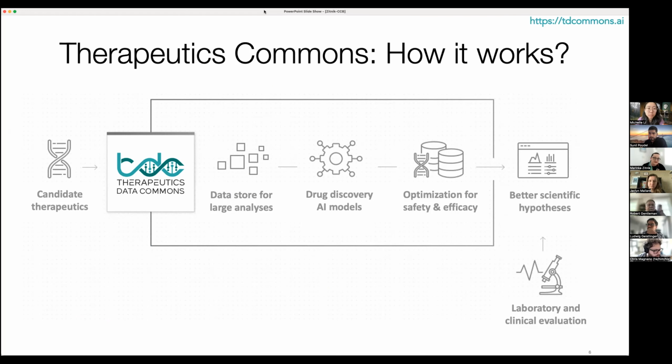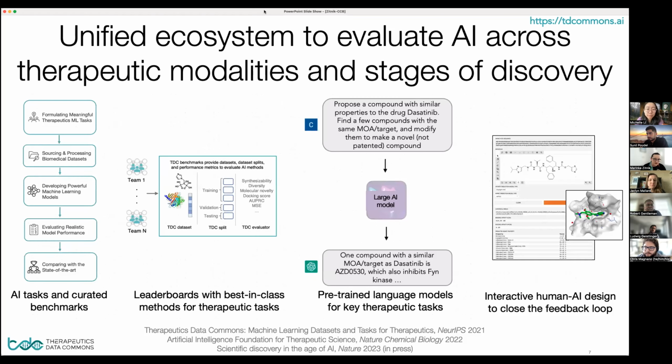And those models are then applied to candidate therapeutics, and they optimize them for safety and efficacy endpoints in order to provide better scientific hypotheses that can then lead to laboratory and clinical evaluation data, and that data can be integrated into the models for continual improvement. Very broadly, this ecosystem has 4 key components.